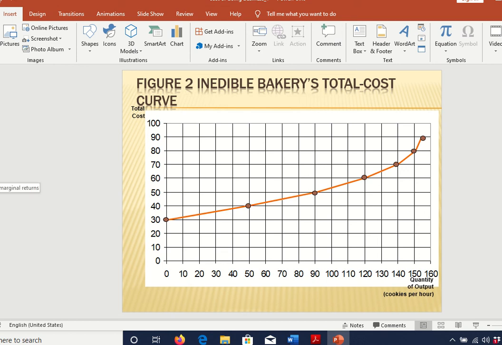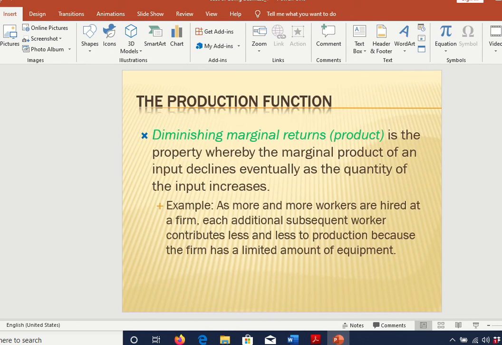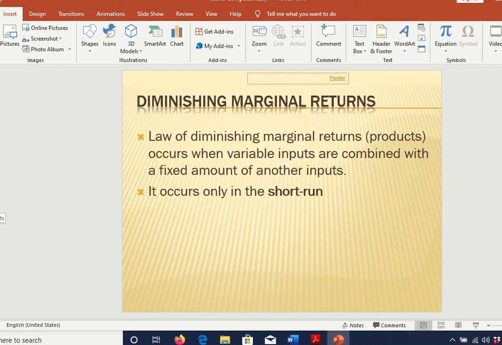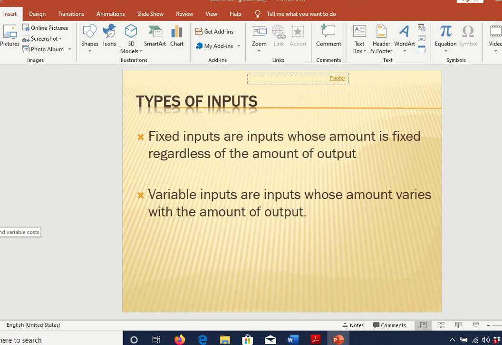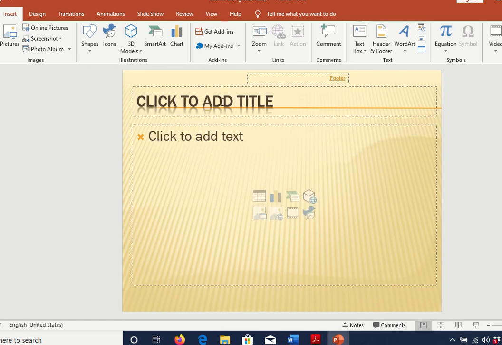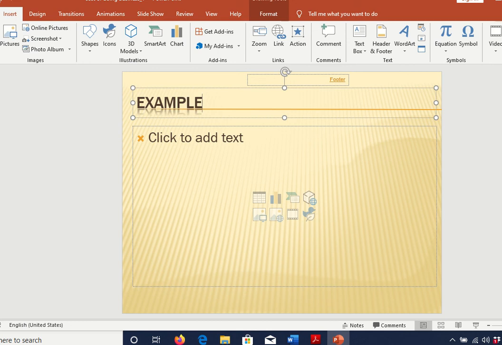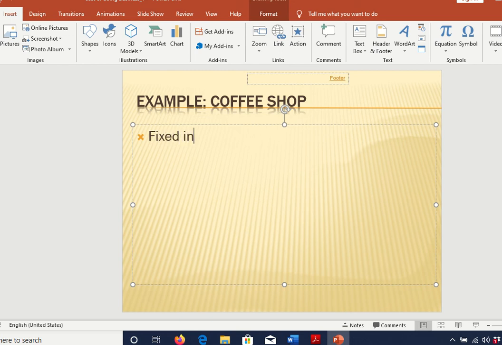Before we move on to another topic, I would like to very quickly discuss with you the types of fixed cost and variable cost. So let's look at an example. Suppose you want to open up your own family-run coffee shop. So what are some examples of fixed inputs, or fixed cost, if that's what you prefer?